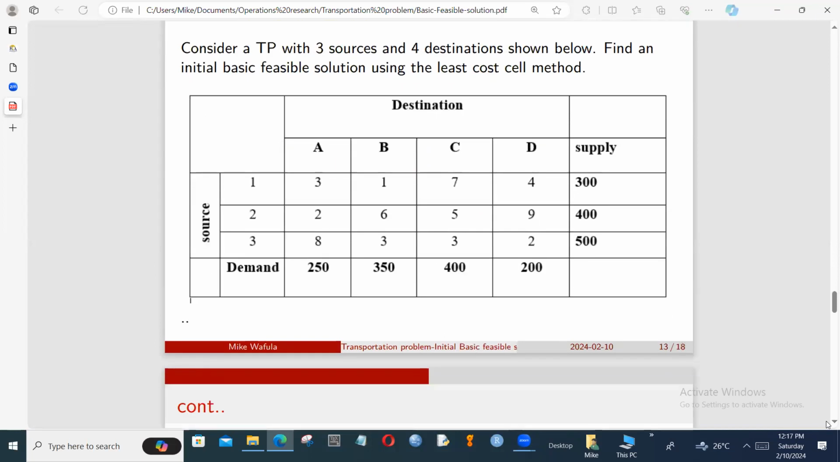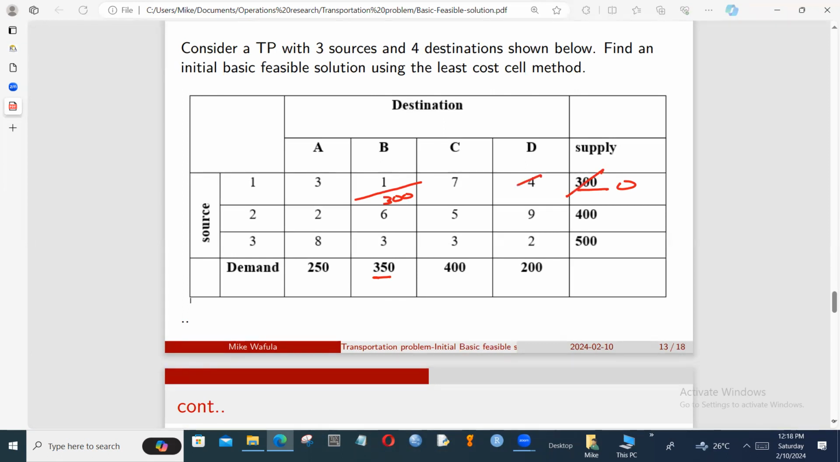So when you look at this entire table, you'll agree with me that the cell with the least cost of transporting a single unit from a source to a destination is this particular cell, because you require only one shilling, if they're in shillings, to transport from source 1 to destination B. So once I've identified that cell, I check its row total against the column total, and again the least is 300. So you assign 300 here, and therefore this will be 0.